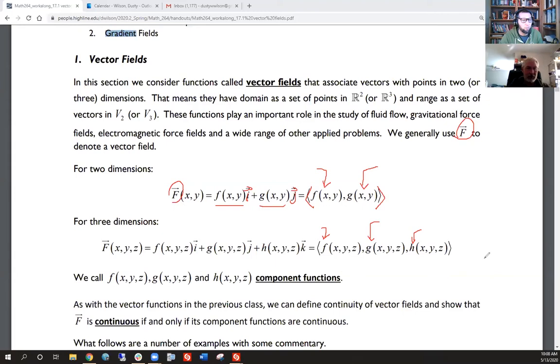We're going to get a couple of examples in a moment, but I think the notation should be mostly clear: this is just saying how much in the x direction, because there's your i, how much in the y direction, there's your j, and how much in the z direction, because there's your k. Questions about the notation so far?